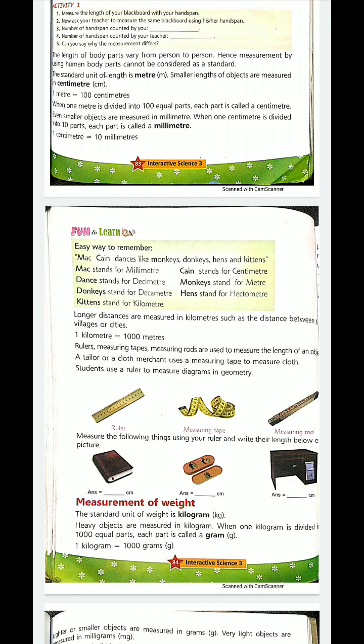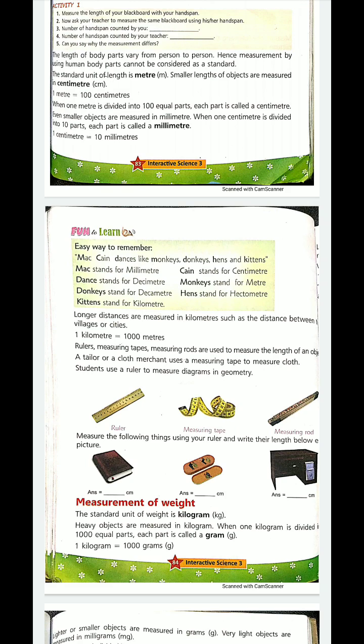Easy to remember: Mach chain dances like monkey, donkey, hen and kitten. Mach stands for millimeter. Dance stands for decimeter. Donkey stands for decameter. Kitten stands for kilometer. Cane stands for centimeter. Monkey stands for meter. And hen stands for hectometer. Okay, these all are distance measurements.